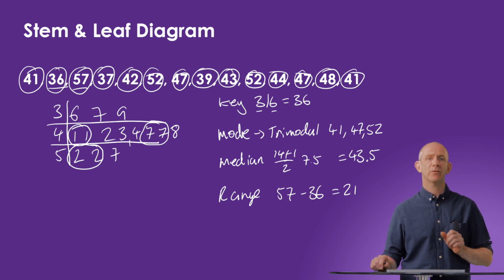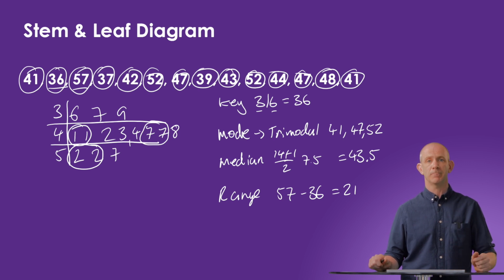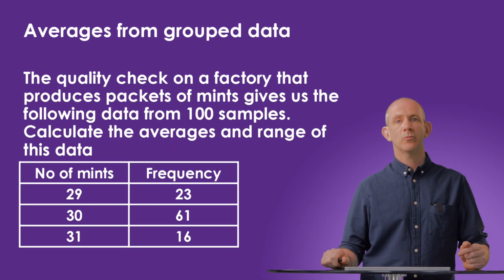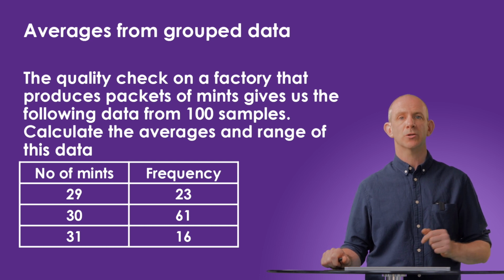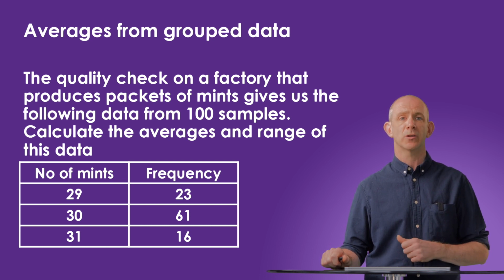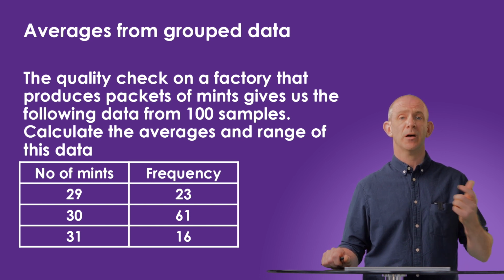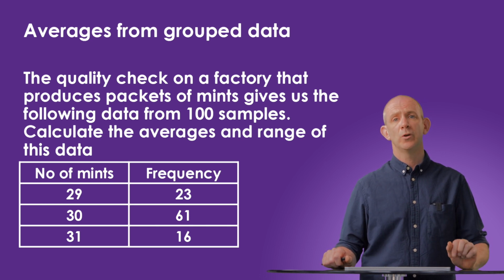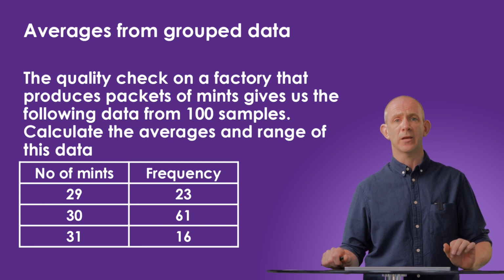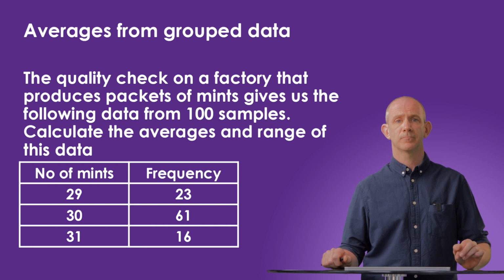Next, we'll look at how they can group large amounts of data together to enable us to use and interpret it. Here, we have a table of data which we are told represents a quality check in a factory that produces packets of mints, and it gives us the following data from 100 samples. We're looking to calculate the averages and the range for this set of data.